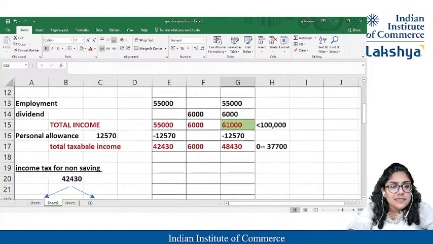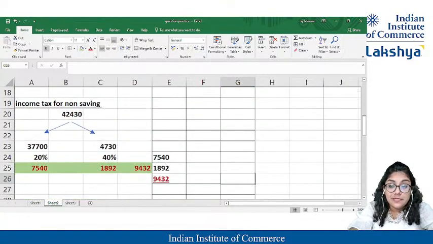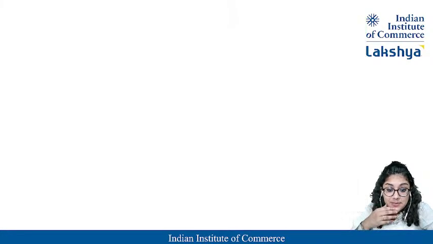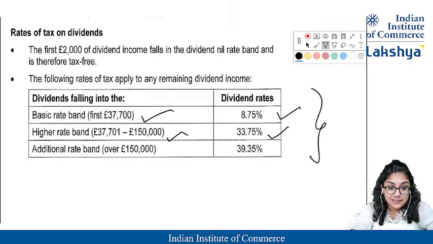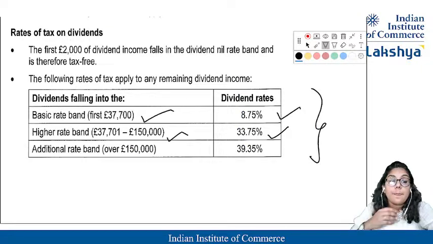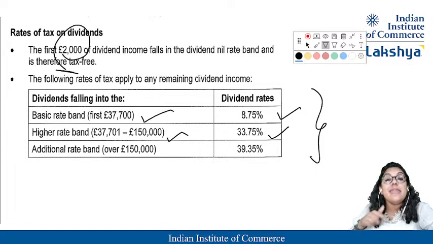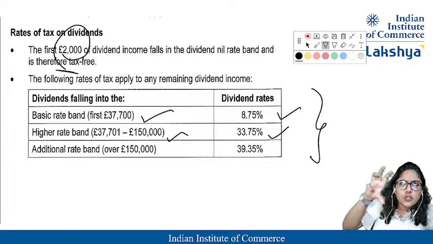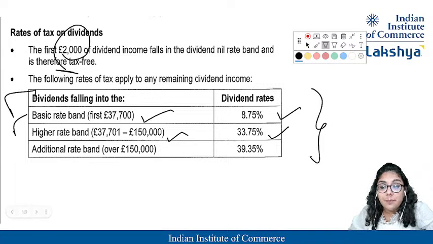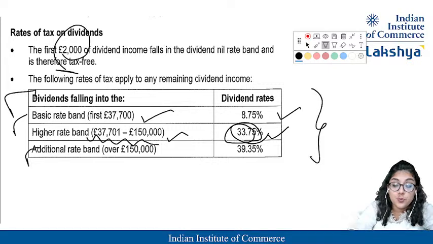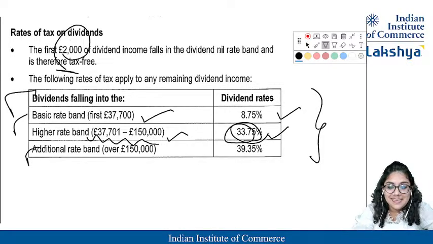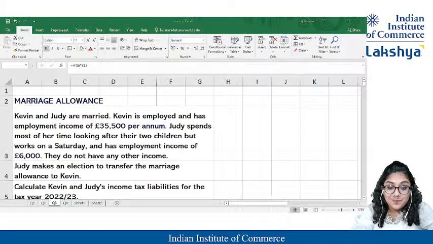Now what about dividend, guys? Do you want to see the dividend tax rates? Because people normally forget the dividend tax rate. Over here, please check now. This is provided in the question. For the first 2000 of dividend, it is tax free. For the next dividend amount, you have to see whether your total income is in the first band, second band or third. If it is in the second band, it should be 33.75% on which you are supposed to pay the taxes. Okay, let's solve the question now. Please keep these things in mind.